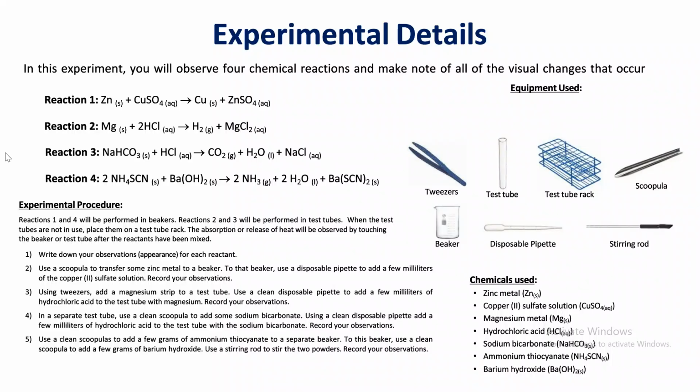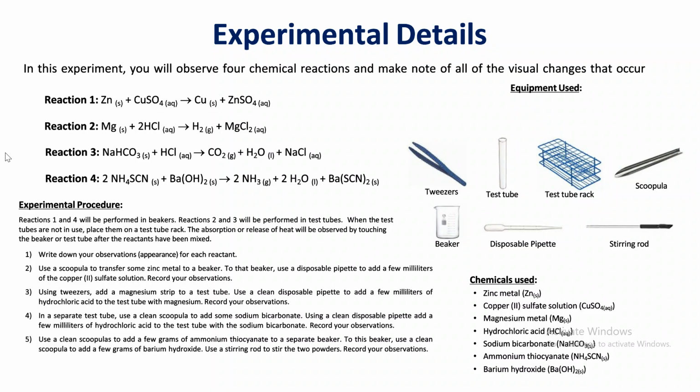The absorption or release of heat will be observed by touching the beaker or test tube after the reactants have been mixed. When we touch it, we're going to figure out if it's getting hot or if it's getting cold. If it's getting hot, that will be exothermic. If it's getting cold, that's endothermic. We're going to write down our observations, the appearance of each reactant. So you're going to find the data table in our lab.